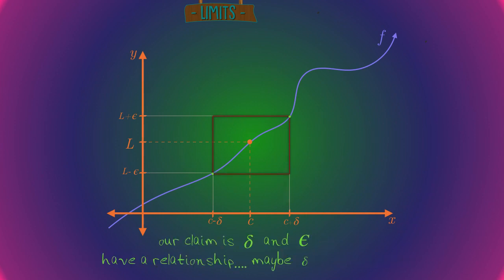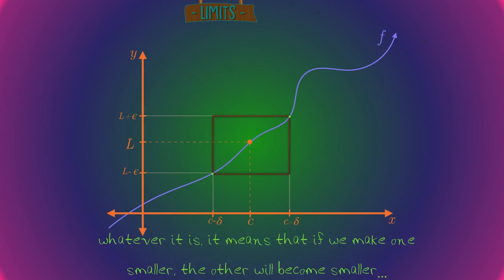So our claim is that the delta and the epsilon that we added to c and L respectively have some relationship. It might be delta equals epsilon over 2. It might be delta equals 6 epsilon. We don't know what it is, but there is some relationship there. And so what that means is if we make delta smaller, epsilon is going to have to become smaller as well.